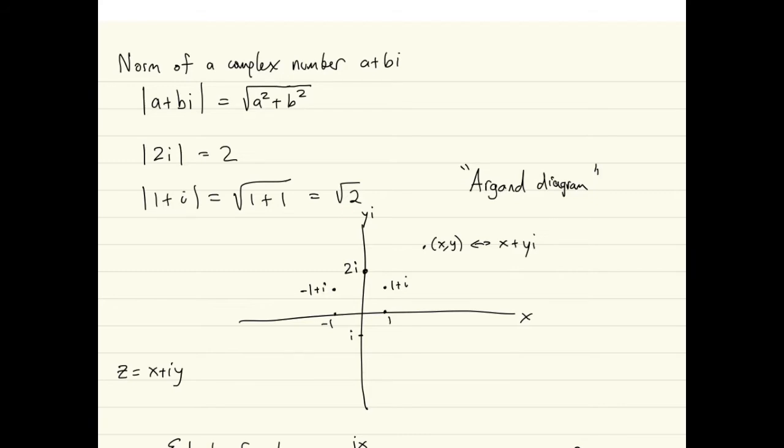And we can plot the complex numbers in the xy plane just because the underlying set of the complex numbers is R2, and so the complex number x plus yi corresponds to the point x comma y. So for example, 1 plus i is at the point 1 comma 1, go over 1 in the x direction, up 1 in the y direction. The complex number 2i, which is 0 plus 2i, has 0 x component, and then go up 2 units to get the y component. Sometimes this is called the Argand diagram.